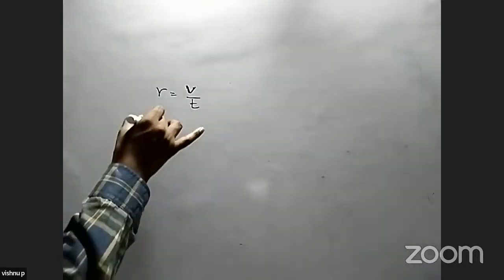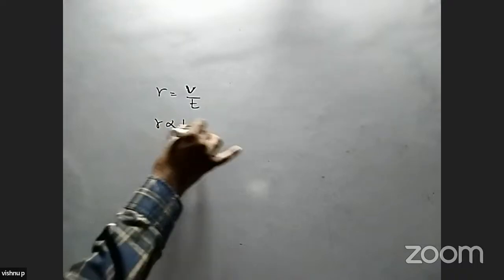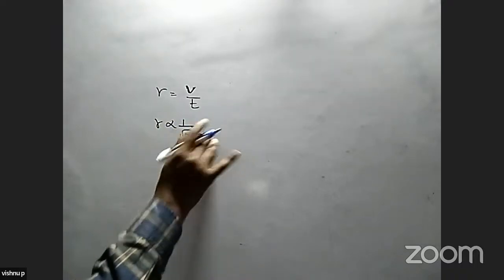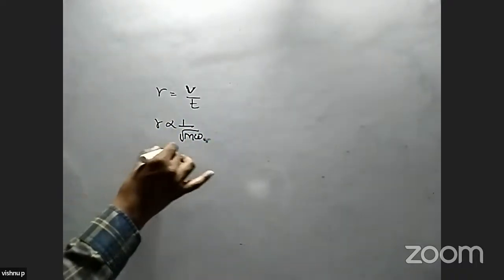Here, R is the speed of effusion or diffusion, V is the volume of gas effused or diffused, and T is the time for effusion or diffusion. And the rate of effusion or diffusion is also inversely proportional to molecular weight. So R is inversely proportional to the molecular weight of the gas, or R is inversely proportional to the density of the gas also.